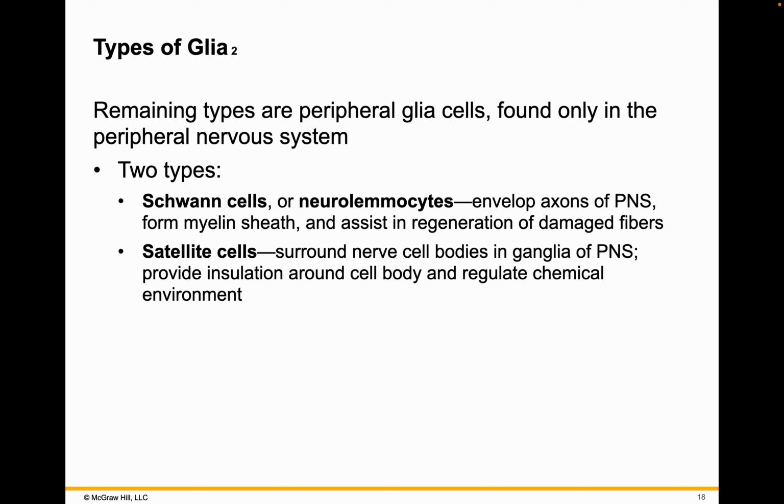There are two other types found in the peripheral nervous system: the Schwann cells, or more correctly, the neurolemmocytes. Schwann was the anatomist who first described them. They envelop the axons of the peripheral nervous system, forming a myelin sheath and assisting in the regeneration of damaged nerve fibers. There are also satellite cells, which surround the nerve cell bodies in the ganglia of the peripheral nervous system, and they do work similar to the astrocytes. They provide insulation around the cell body and regulate the chemical environment that those cells are in.